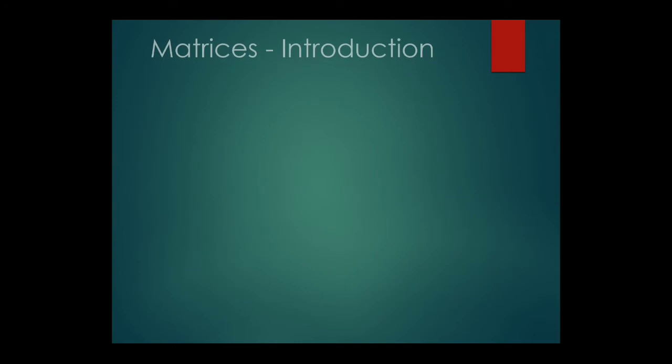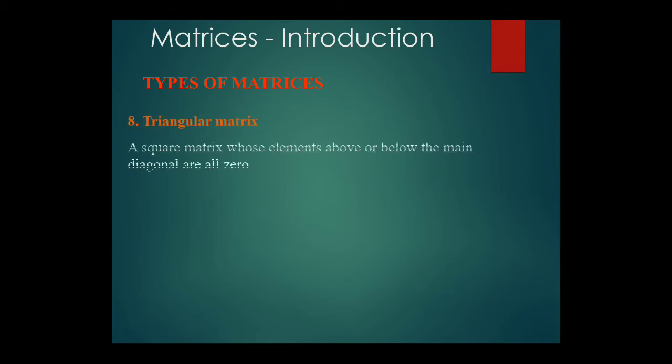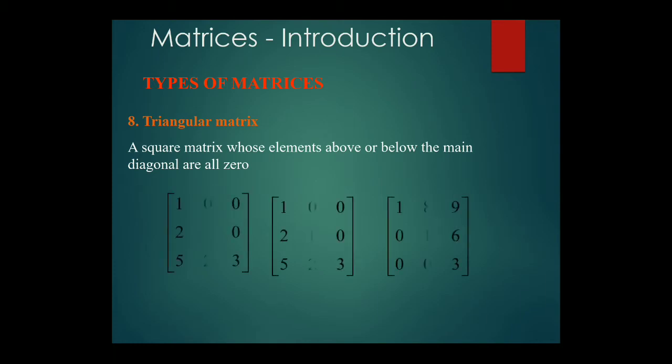Next we have the triangular matrix. So a triangular matrix is basically a square matrix whose elements above or below the main diagonal are all 0. So the first example we have is 1 0 0, 2 1 0, 5 2 3. Here you can see that the main diagonal is 1 1 3. So the elements above are 0, that is 0 0 0 we have.